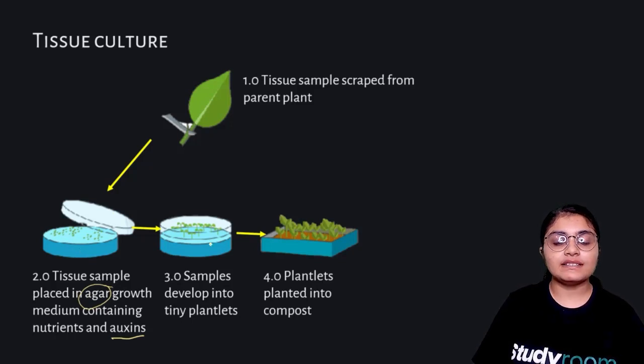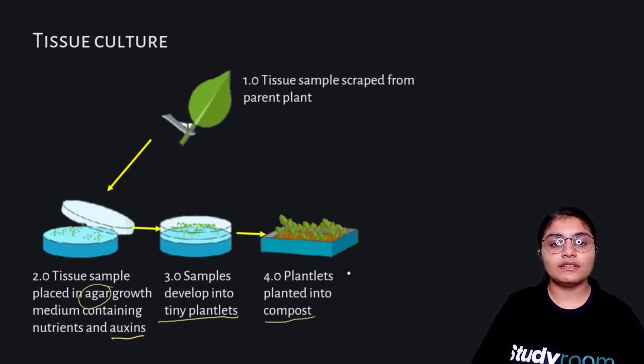Okay, and then the samples develop into these samples when they are kept in agar medium. They get nutrients and auxins, and they grow into tiny plantlets. These plantlets are then planted into compost. Then these plantlets are transferred into the soil to grow new individual plants. So these new individual plants will grow from here when they are transferred into the soil.